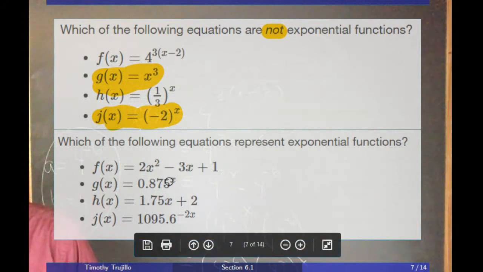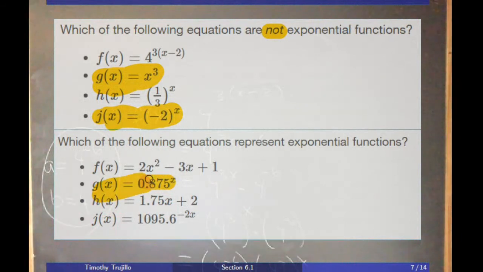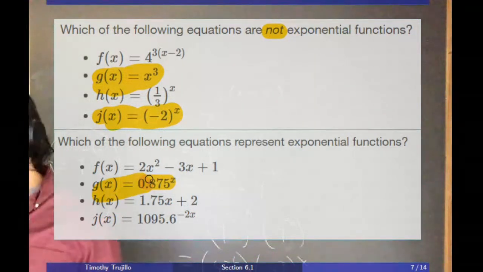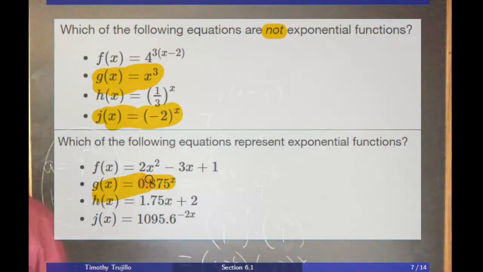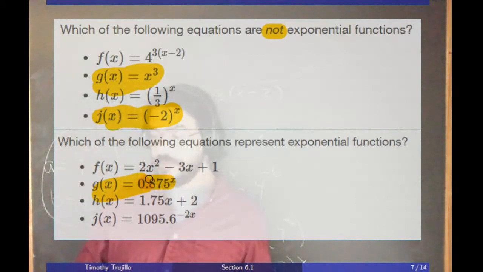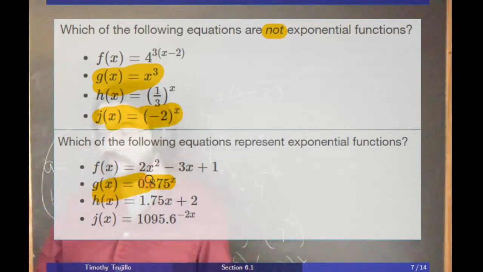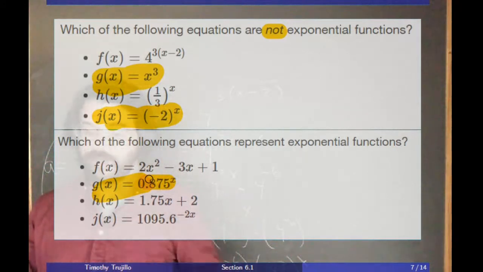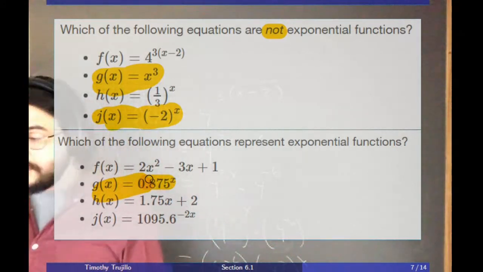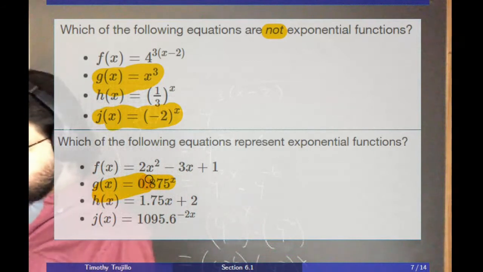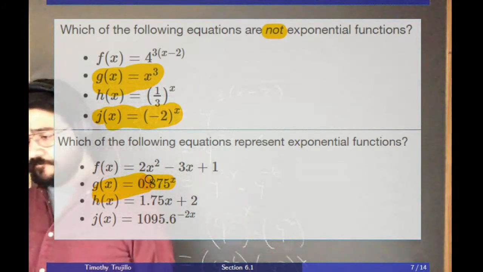What about g? What's the base for g? What's the b value for g there? I'm highlighting it, so I'm telling you it is an exponential, but what's the base? The base is not 1. The a value is definitely 1 in this case. Yeah, the base here is the 0.875. So it's 0.875 to the power of x. Now, is that an exponential increase or an exponential decrease?